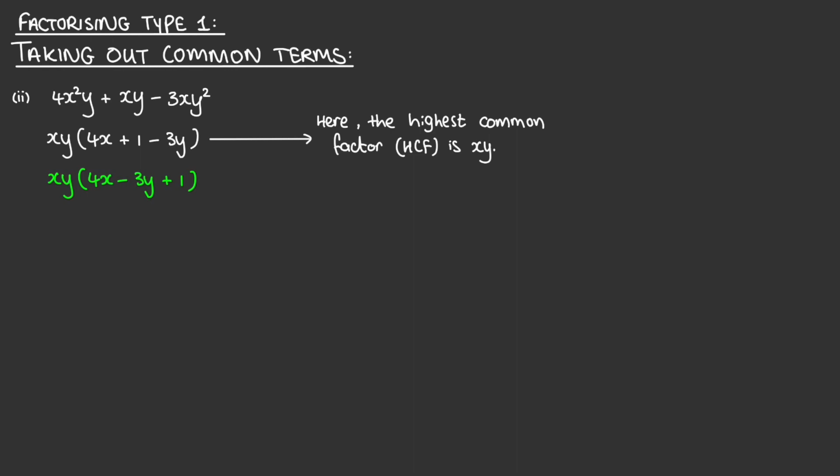And if you want to check your answer, like the first example, you can expand out the brackets by multiplying xy by 4x, xy by minus 3y, and xy by 1. And you should arrive at the original expression. This is a very good way to check your answer to make sure that you've factorised correctly.